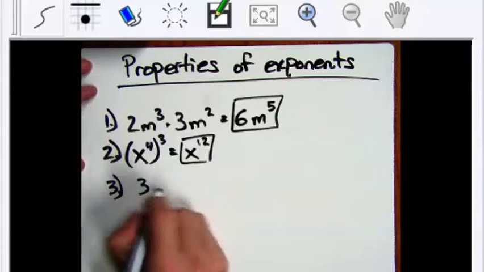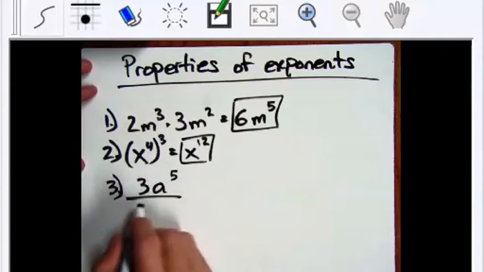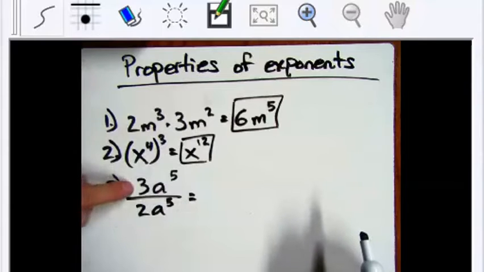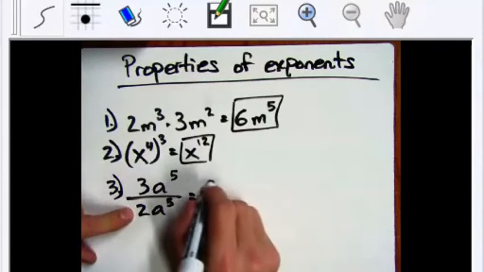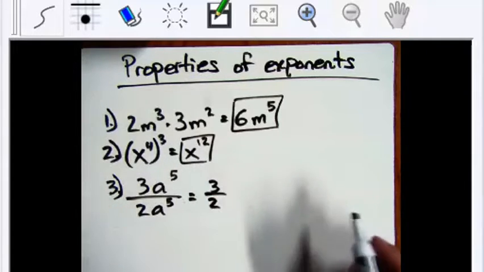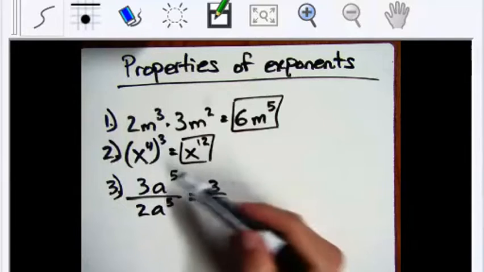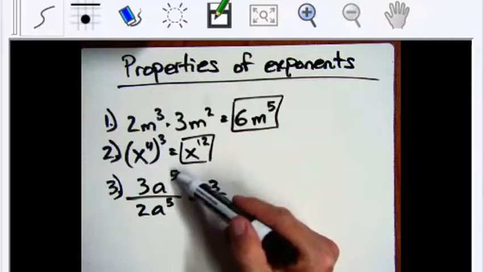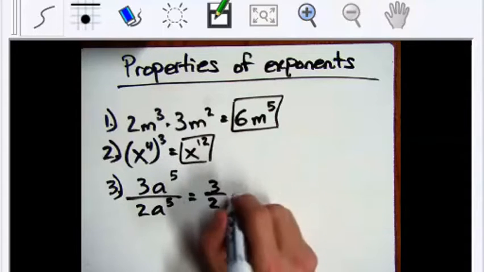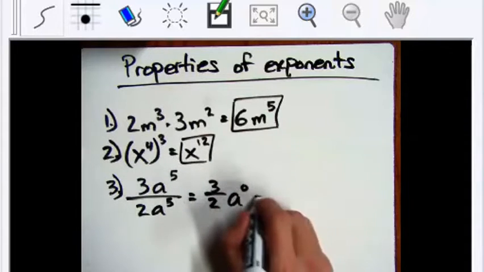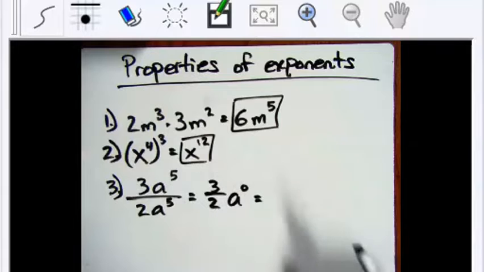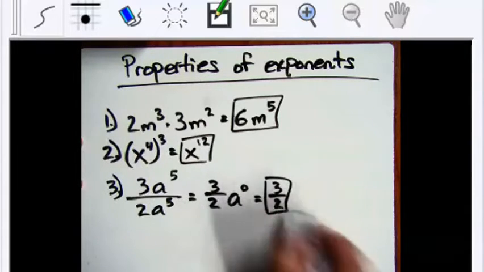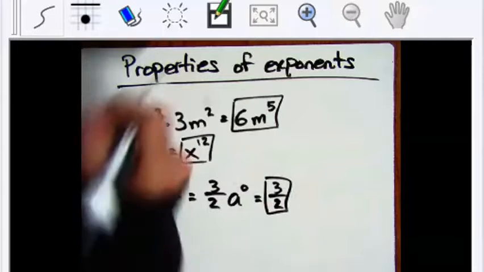I've got 3a to the 5th over 2a to the 5th. Okay, so you would divide these numbers just like you normally would. So that's 3 halves. That's just going to stay 3 halves. And then if I've got a to the 5th divided by a to the 5th, remember I'm subtracting these exponents. So 5 minus 5 is 0. And then guys, remember anything to the 0 power is going to be equal to 1. So this is just 3 halves. Okay.